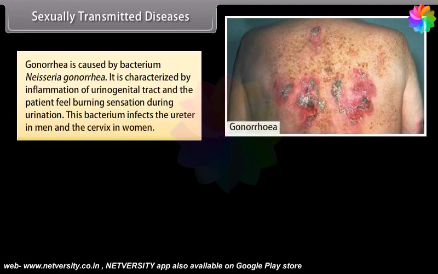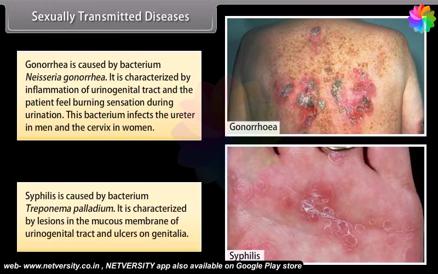Gonorrhea is caused by the bacterium Neisseria gonorrhoeae. It is characterized by inflammation of the urinogenital tract and the patient feels a burning sensation during urination. This bacterium infects the urethra in men and the cervix in women. Syphilis is caused by the bacterium Treponema pallidum. It is characterized by lesions in the mucous membrane of the urinogenital tract and ulcers on the genitalia.